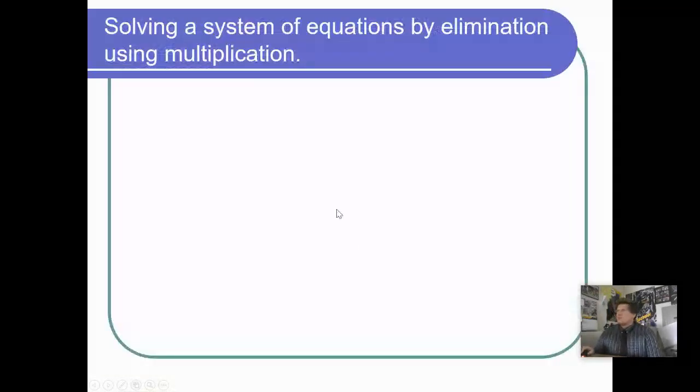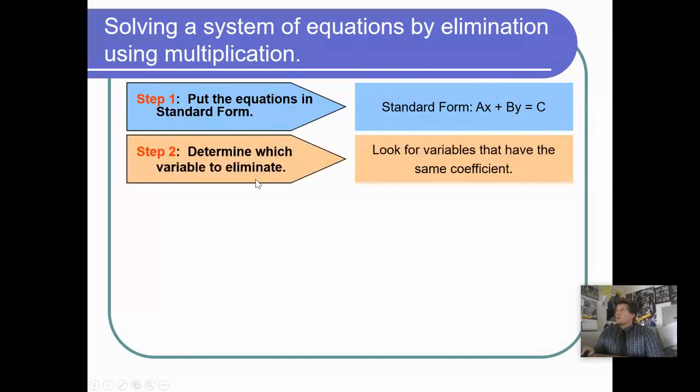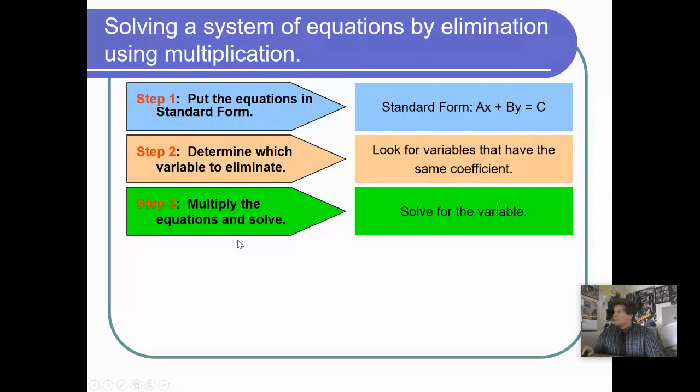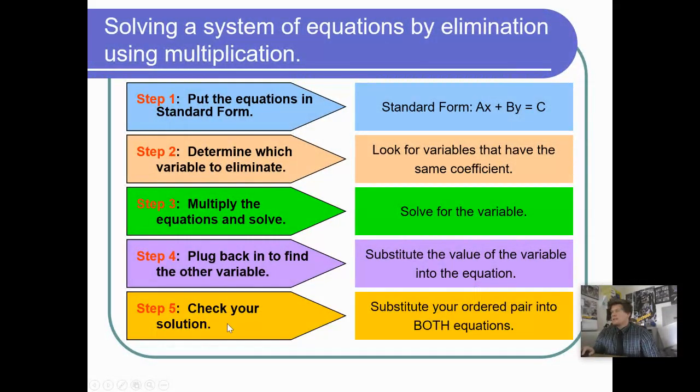So our steps for solving this system: step one, put them in standard form. Step two, determine which variable to eliminate. Step three, multiply and then solve. Before, we were finding which variable to eliminate based off of the numbers, the coefficients with them. If they were the same, we either add or subtract. This time they might not be the same, so we're going to have to multiply to solve for that variable. Step four, plug it in, find the other variable. And step five, just like always, check your solution.